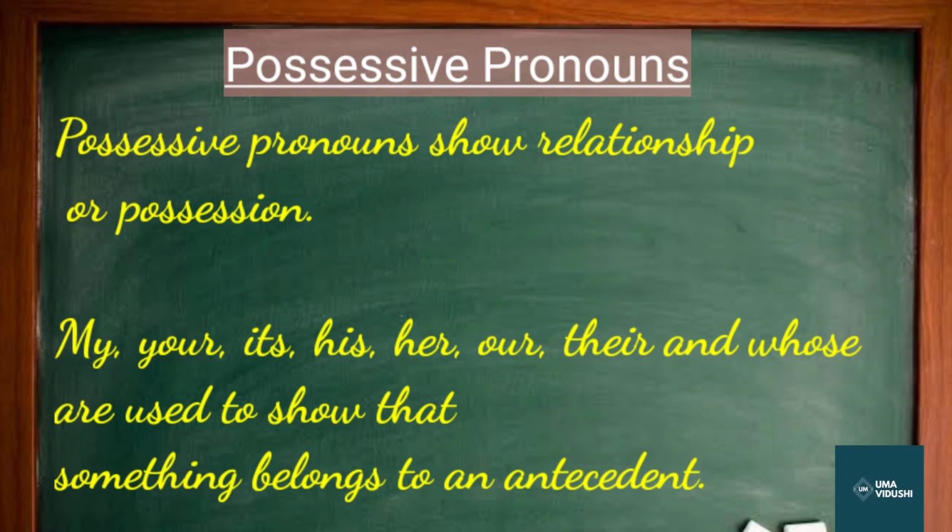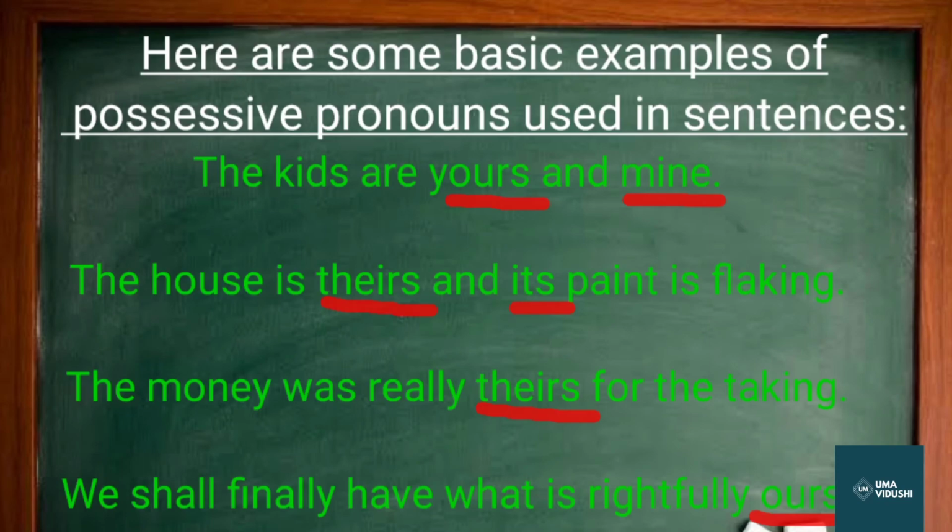My, your, its, his, her, our, their and whose are used to show that something belongs to an antecedent, which is at the beginning of a sentence. Any noun or pronoun which is at the beginning of a sentence is known as an antecedent. Here are some basic examples of possessive pronouns used in sentences.